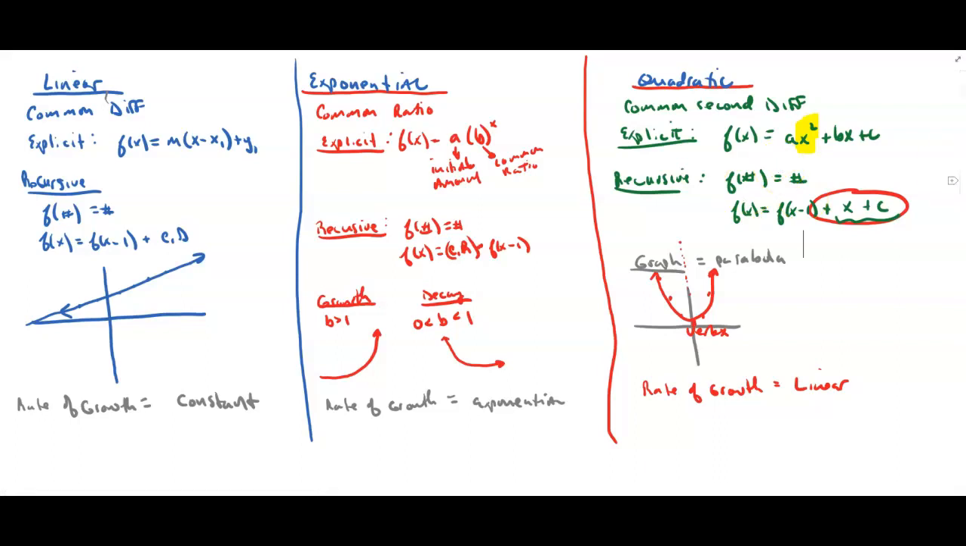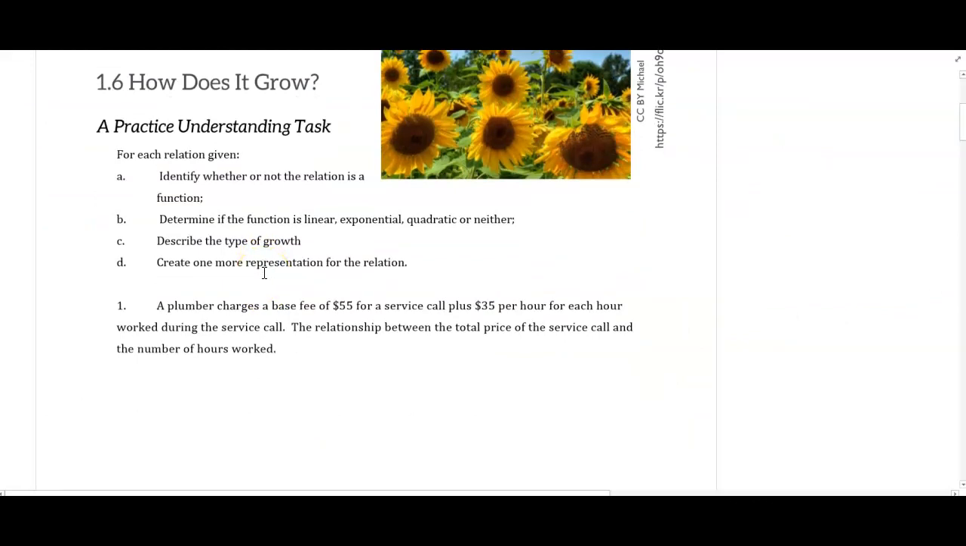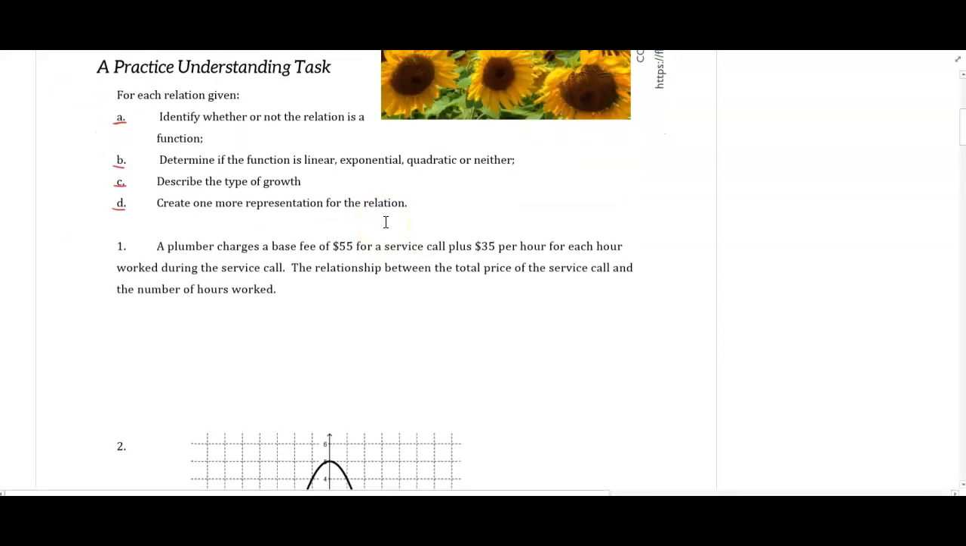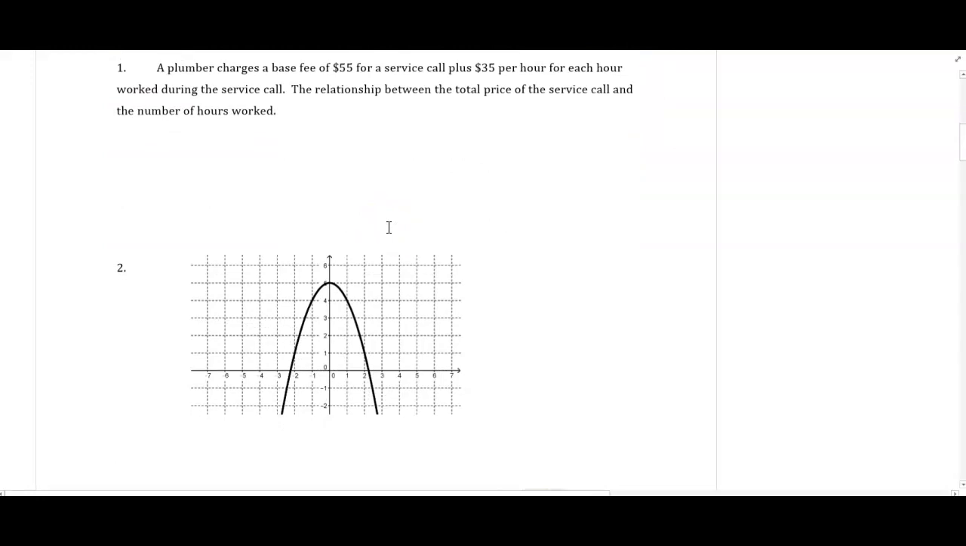Okay, so the next task talks about a bunch of different scenarios, graphs, tables, situations. We have to identify if it's a function or not, determine if it's linear, exponential, quadratic, or neither, describe the type of growth, and then create one or more representations for the relation. Now, what I would like to see you do is attempt the problems on your own, and then come back and check your answers. So do the problem, unpause it, go through the video.